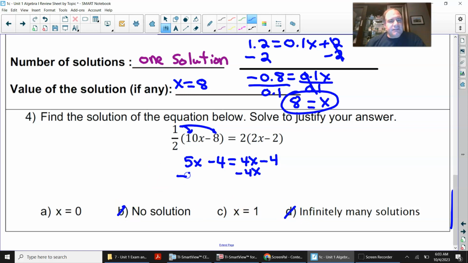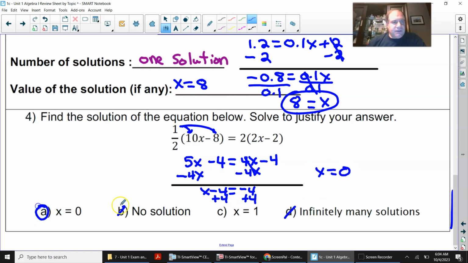This has one solution, so I'm going to cancel this out. Remember, you have different coefficients of x on either side, so that means you're definitely going to have a solution. This cancels. You have x minus 4 equals negative 4, and you add 4 to both sides. So x equals 0. A is your answer.